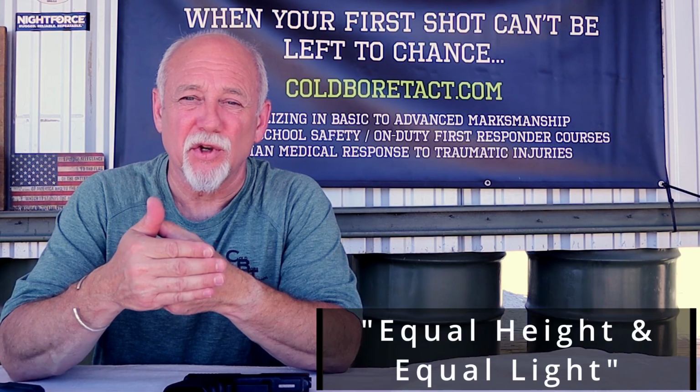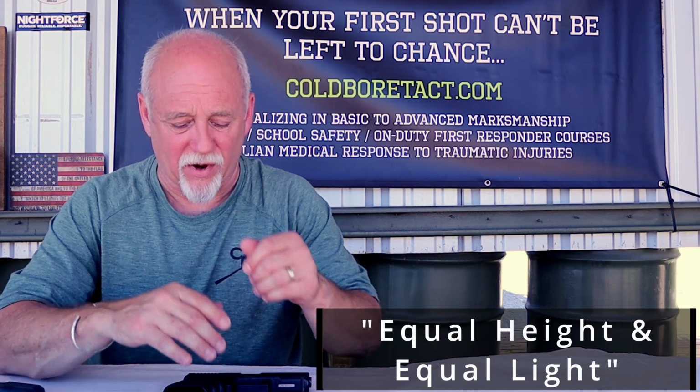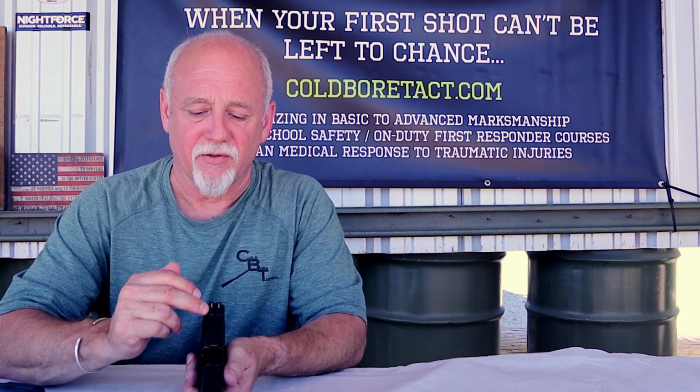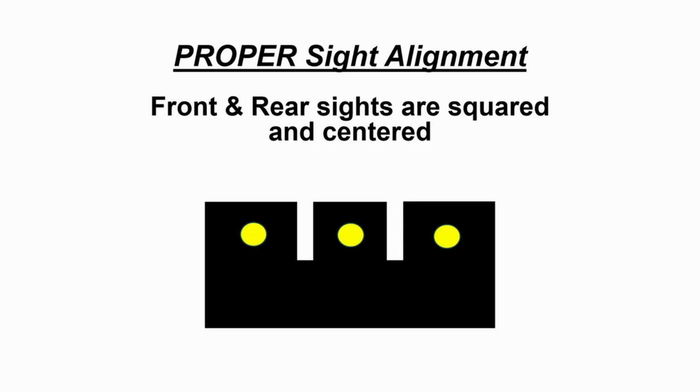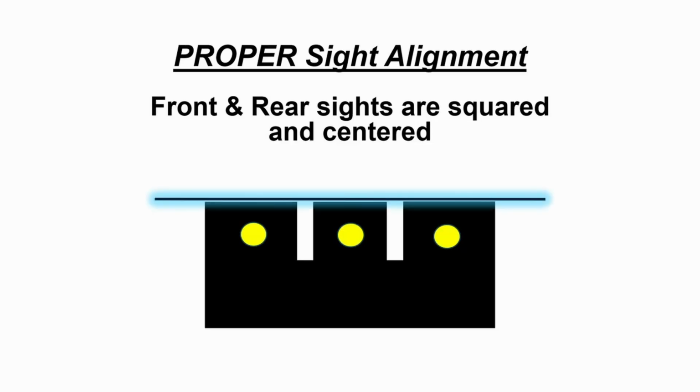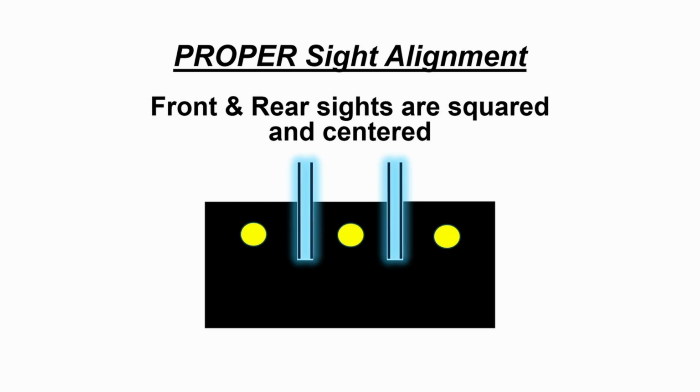There's an adage known as equal height and equal light. That's a way of describing that when we are lining up the front sight post in the rear sight notch, we want to have the top of the front sight blade level with the rear sights, and we also want to have the front sight blade centered left and right, or horizontally, within that notch.